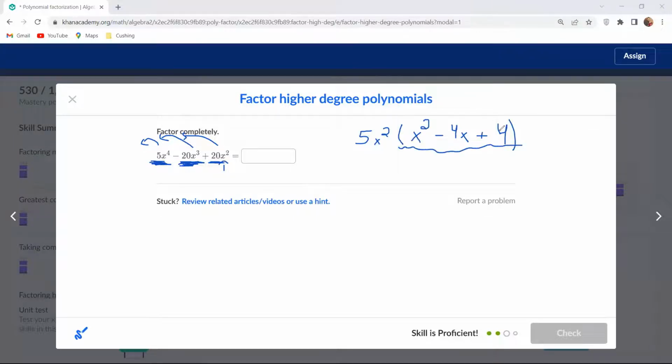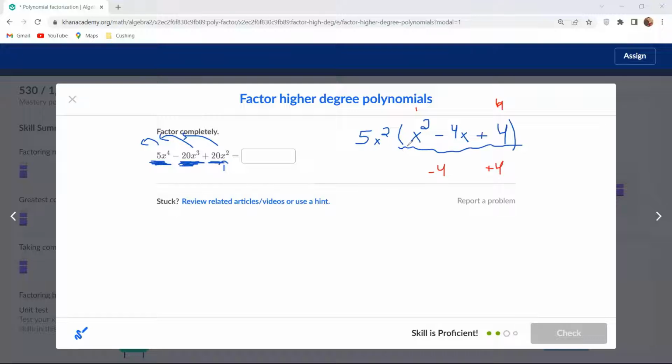I need two numbers that multiply to AC. So A is 1, C is 4. So AC is 4. AC means A times C. And then they need to add to B. So I need two numbers that multiply to positive 4 and add to negative 4. Take a sec, come up with those numbers. We should get negative 2 and negative 2. I believe we get negative 2 twice.